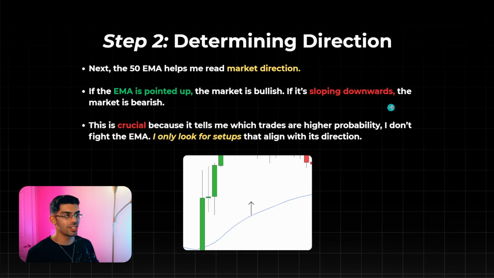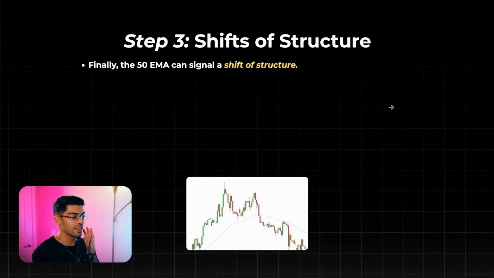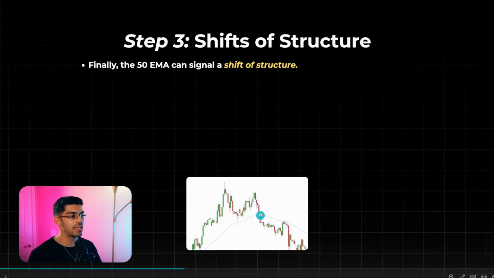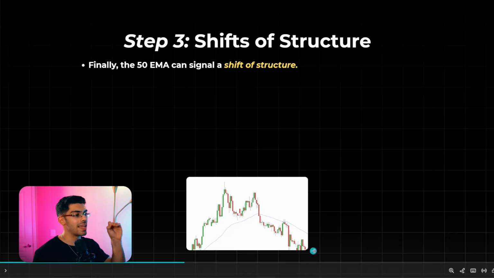All right, so we got direction out of the way. So now let's get into the third and final step, which is shift of structure. This is one of the reasons also why I love the EMA so much. If you see this image down here, you'll see that this market was bullish and then it shifted into a bearish market. Look how the EMA goes from pointed upwards to the second that this move down happens, it's pointed downwards. That's objective.